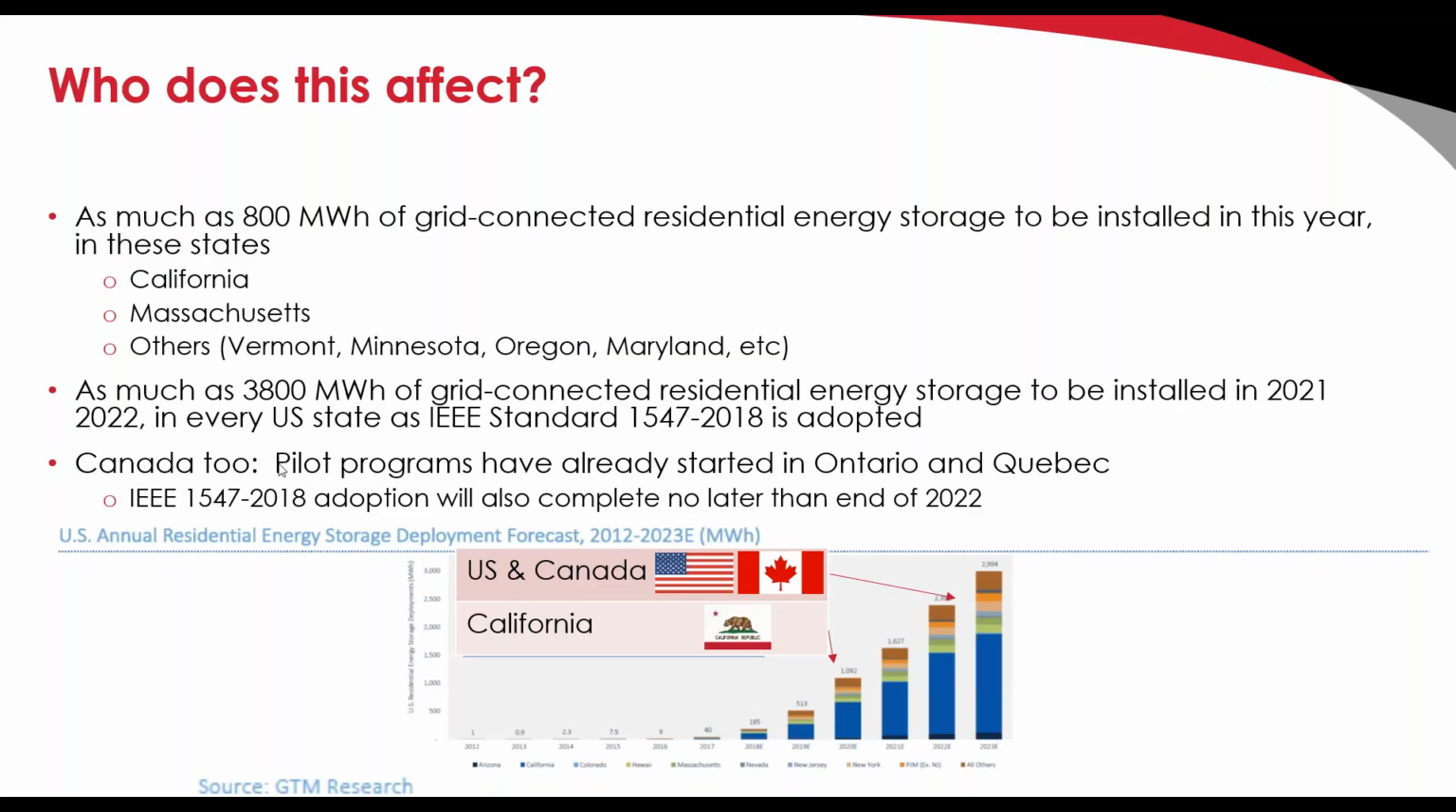So who does this affect? Well, according to Green Tech Media's research for how much US annual residential energy storage is going to be deployed this year, next year, and in 2022, it's as much as 800 megawatt hours of grid-connected residential energy storage to be installed this year in places like California, Massachusetts, Vermont, Minnesota, Oregon, Maryland, etc. And then as much as 3,800 megawatt hours of grid-connected residential energy storage to be installed in 2021 and 2022 in every US state as the IEEE standard 1547-2018 is adopted.